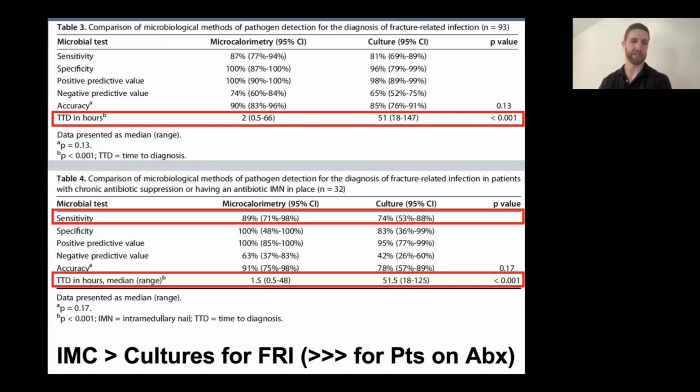There was really no change in the median time to detection for these patients. As you can see, it was very similar, but the sensitivity improved quite dramatically with the calorimetry, and accuracy, again, with a little bit of extra power, became statistically significant. So in this paper itself, we weren't able to discuss a true improvement in accuracy, but it was pretty clear that the calorimetry was much greater than the cultures for fracture-related infection cases, and substantially greater for patients on chronic antibiotics in any form.